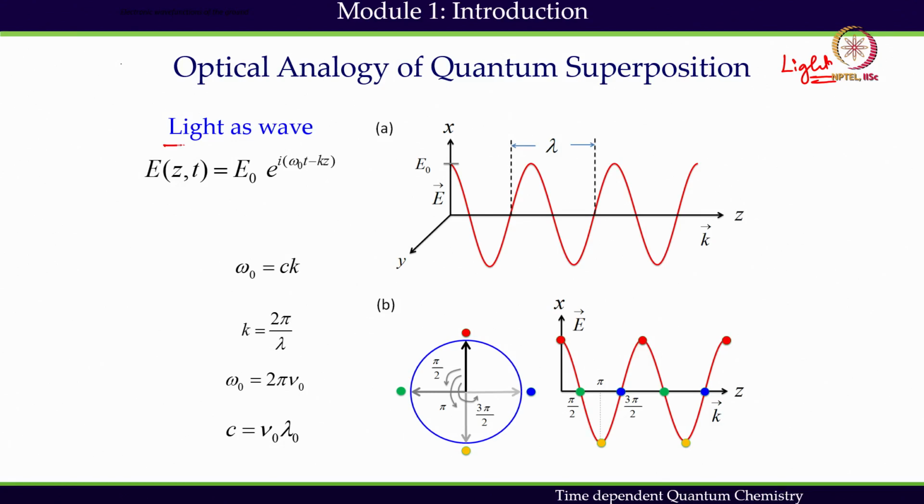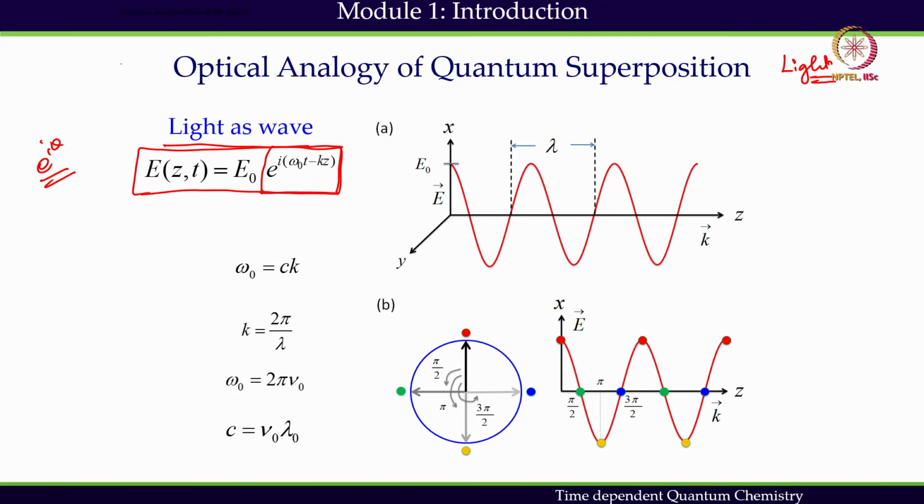So light as a wave we have to see, and the moment we see light as a wave, we express its electric field in the following form. Here also, just like a wave function, there is a temporal and spatial phase factor, which is nothing but an e to the power i theta kind of expression. Once we see that phase factor, we understand that it's changing the phase as a function of time all the time.